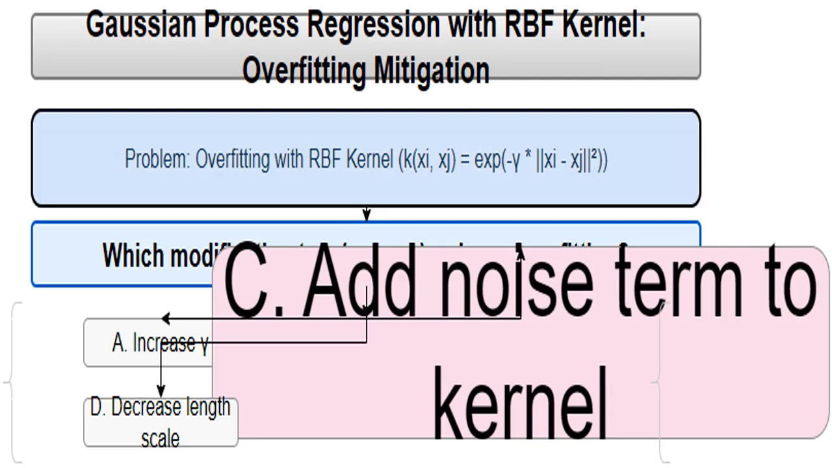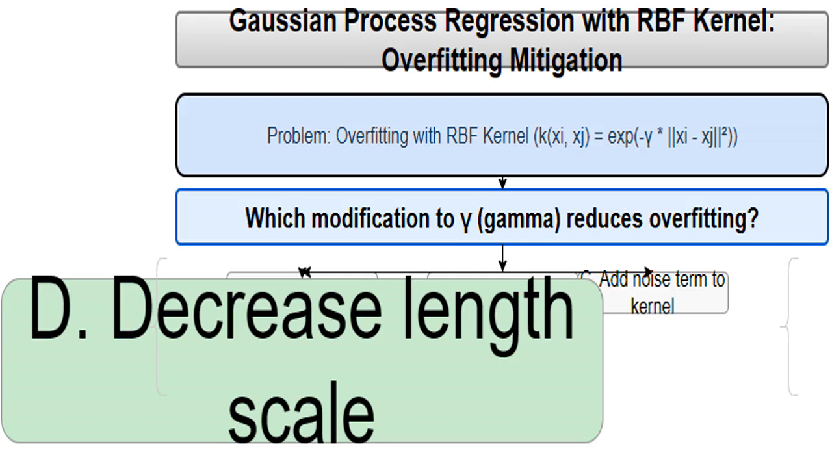Adding a noise term to the kernel is a regularization technique. It injects uncertainty into the model's predictions, preventing it from becoming too confident in its fit to the training data and thus reducing overfitting. This is a good strategy. Decreasing the length scale is the same as increasing gamma, which leads to overfitting, just like option A. This also will make things worse.